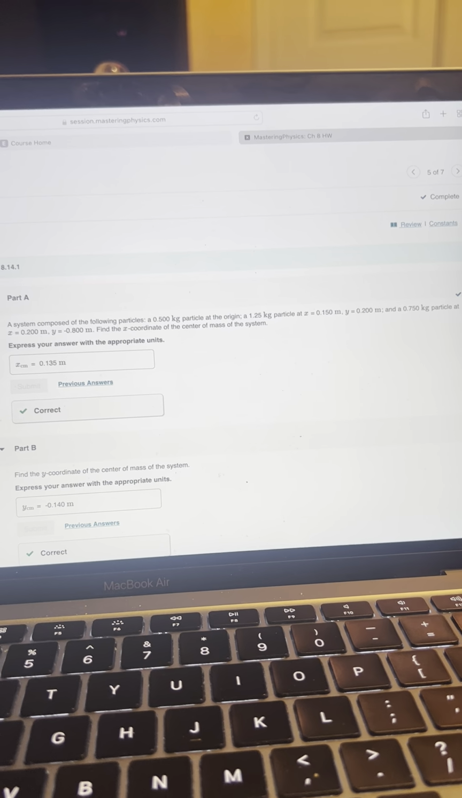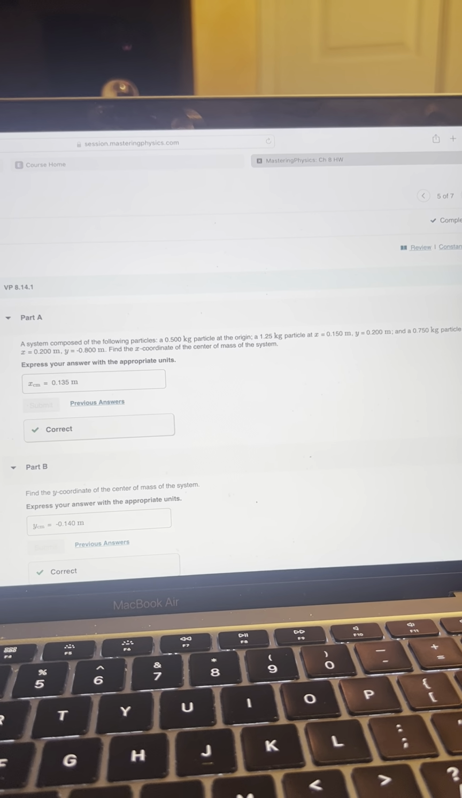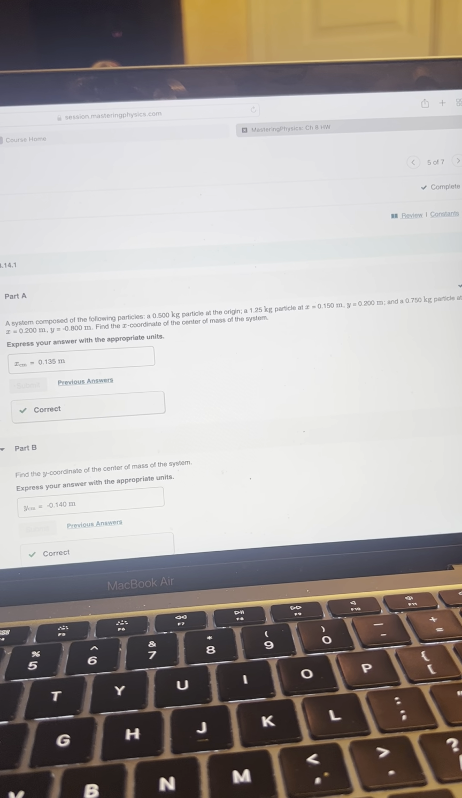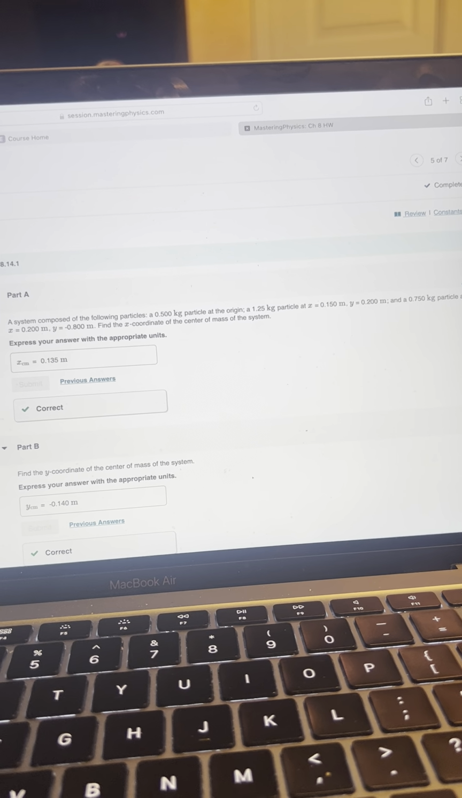a 0.775 kilogram particle at x equals 0.2 meters and y equals negative 0.8 meters. Find the x coordinate of the center of mass of the system.